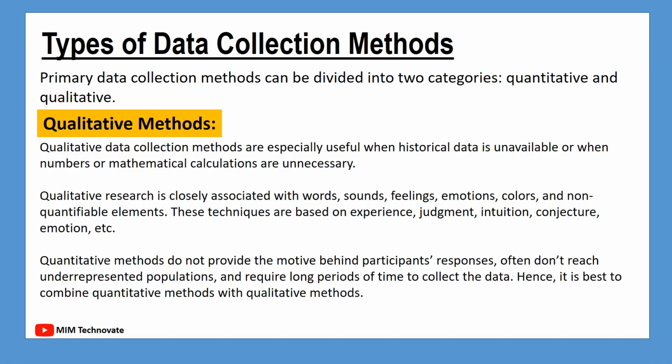Quantitative methods do not provide the motive behind participants' responses, often don't reach underrepresented populations, and require long periods of time to collect the data. Hence, it is best to combine quantitative methods with qualitative methods.